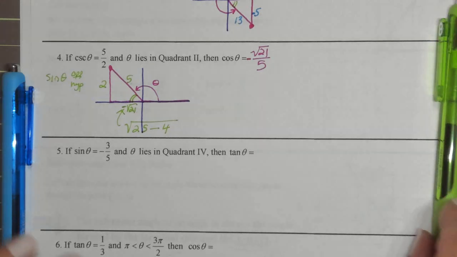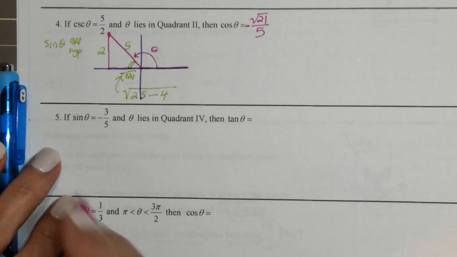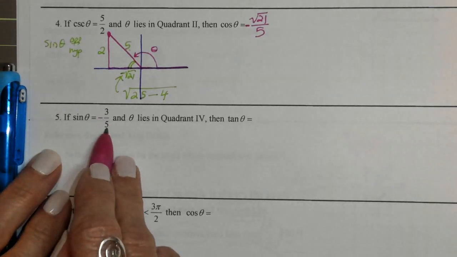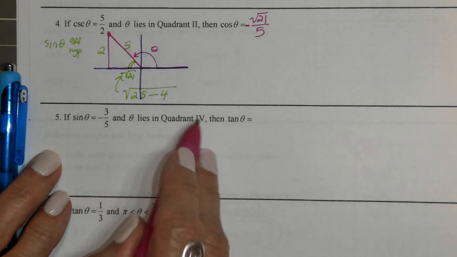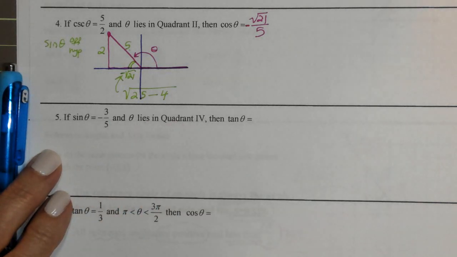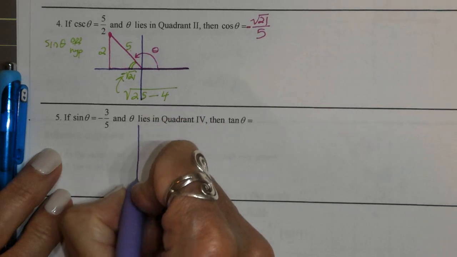Alrighty. Number 5. Sine of theta is -3/5. Theta lies in quadrant 4. So I like it when they just go ahead and tell me where it lies.